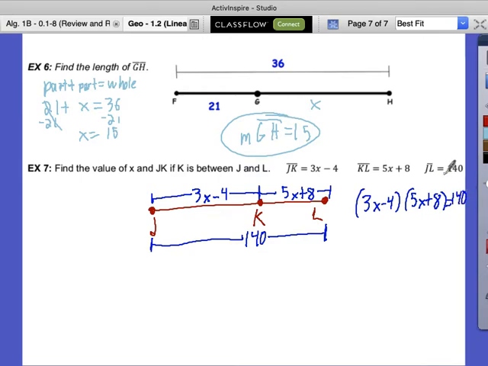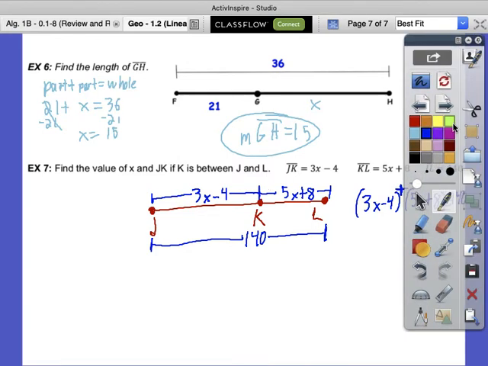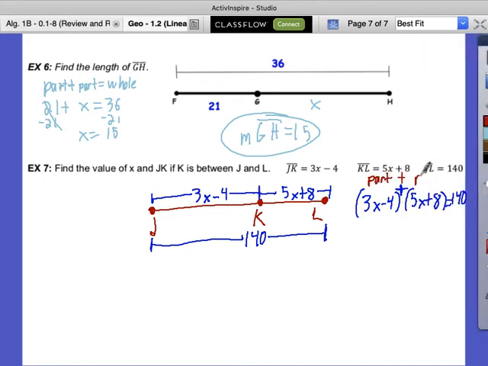Oh, so Dayton said he has them multiplying. That's the only thing I disagree with. Subtract? Okay, not subtracting. But are these 2 parts, or is one of them a whole? 2 parts. So what do we do with the 2 parts to get the whole? Add them. So this is the same thing as part plus part equals the whole. We have 3x minus 4, part of it, plus the other part of it, 5x plus 8, equals the whole thing, 140. Any questions on how we set this up?